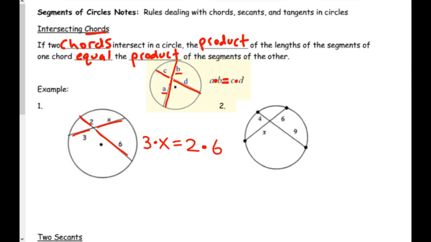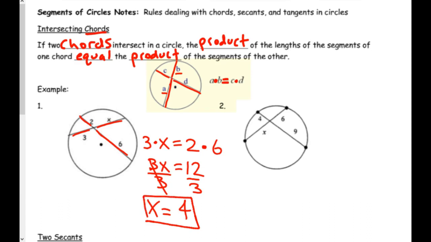3 times x is 3x, right? What's 2 times 6? 12, okay? One last step to get rid of that 3. What do I do? Divide by 3. And x equals what? 4. 12 divided by 3 is 4. Was that hard? Hopefully not. You just got to know the rule. So I'm telling you the rule, and on your test, I'll give you the rules. Okay, we're gonna have like a special circles formula chart just in case, right?